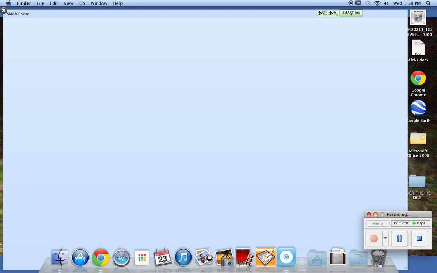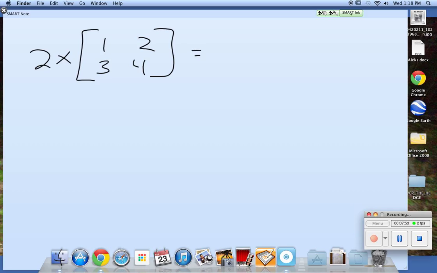Multiplication. The easy part of multiplication. If I have a matrix, let's do it 1, 2, 3, 4, and I just multiply 2 by this. This is pretty easy also. I am going to multiply 2 by each one of the quadrants in this matrix. So 2 times 1 is 2, 2 times 2 is 4, 2 times 3 is 6, 2 times 4 is 8. That's pretty easy. Okay?